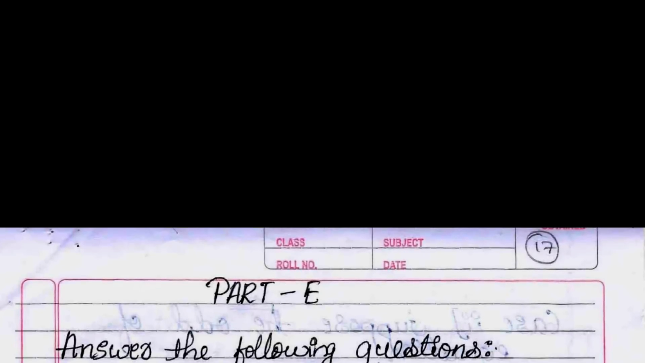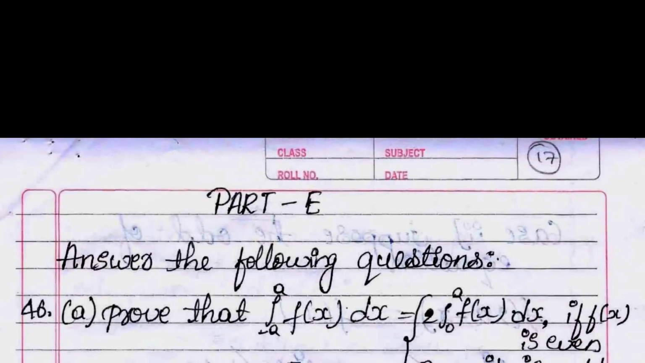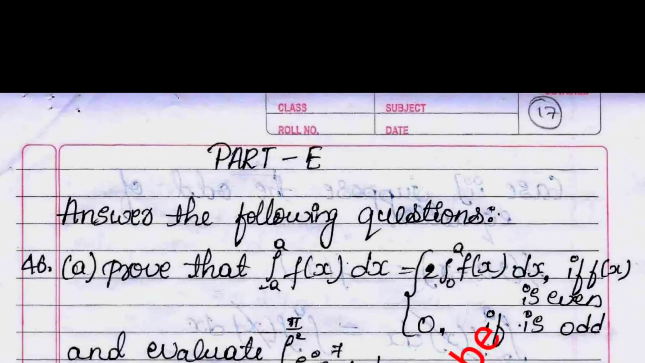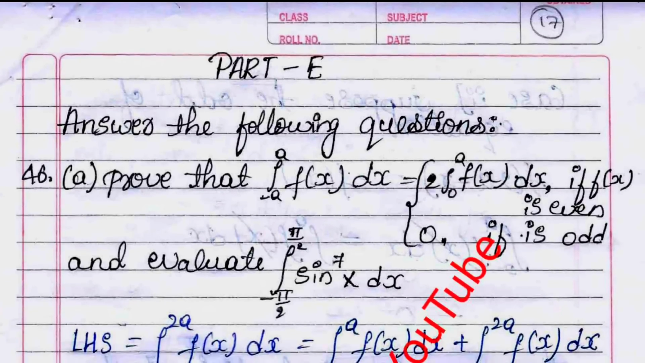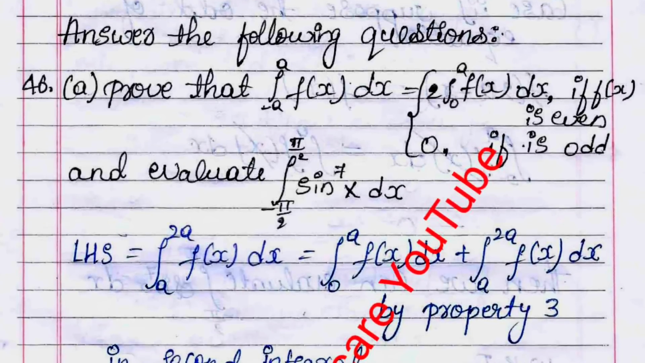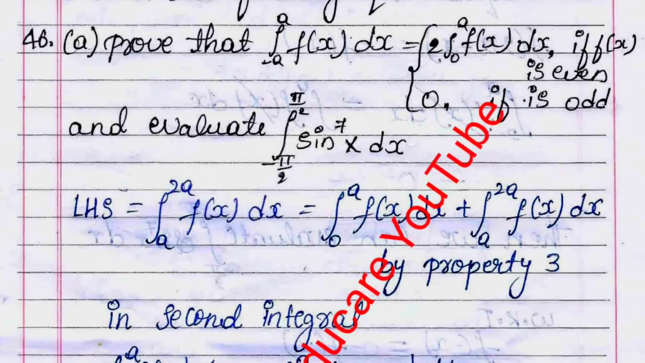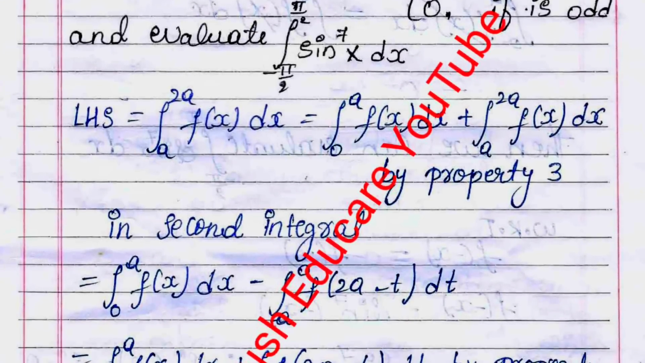Part E. Answer the following question. 46th A. Prove that the integral from -a to a of f(x) dx is equal to 2 times the integral from 0 to a of f(x) dx if f(x) is even, and 0 if f is odd, and evaluate the integral from -pi by 2 to pi by 2 of sine to the power 7 x dx, and the answer is below.